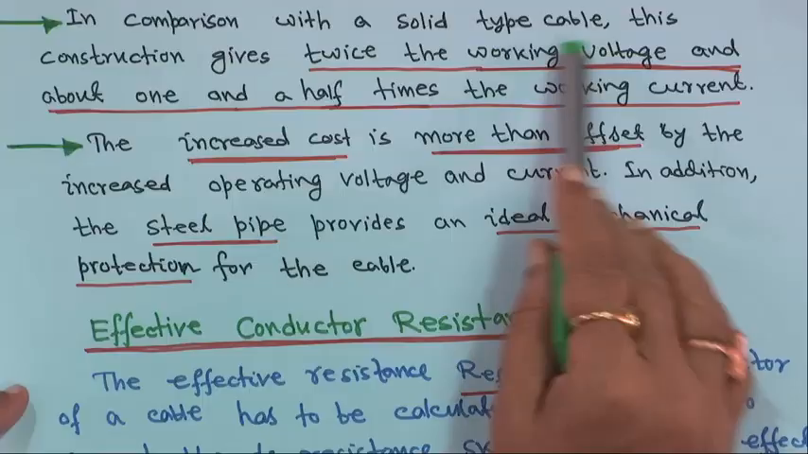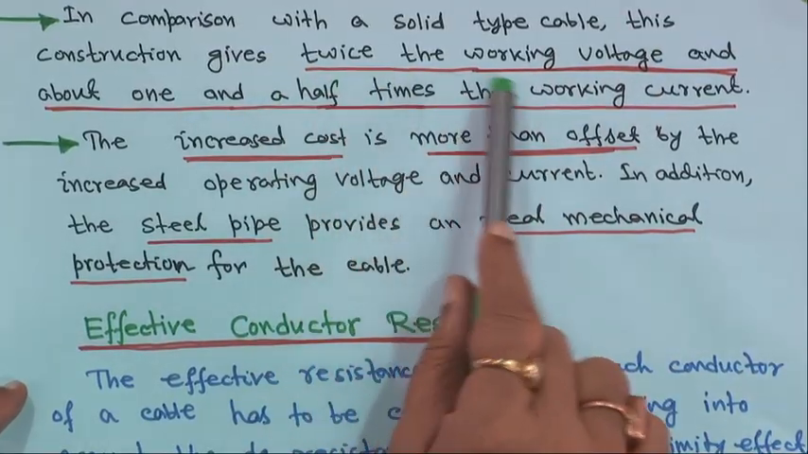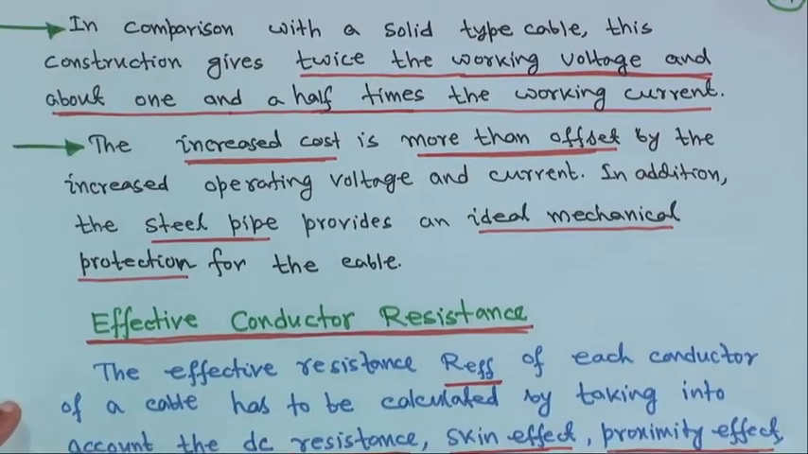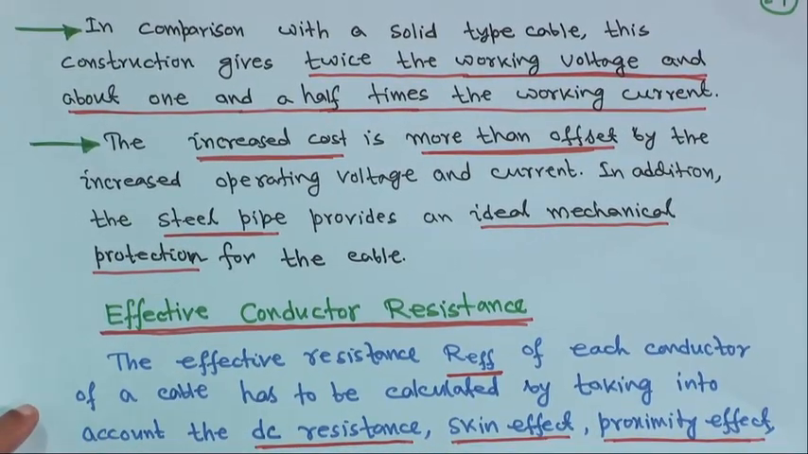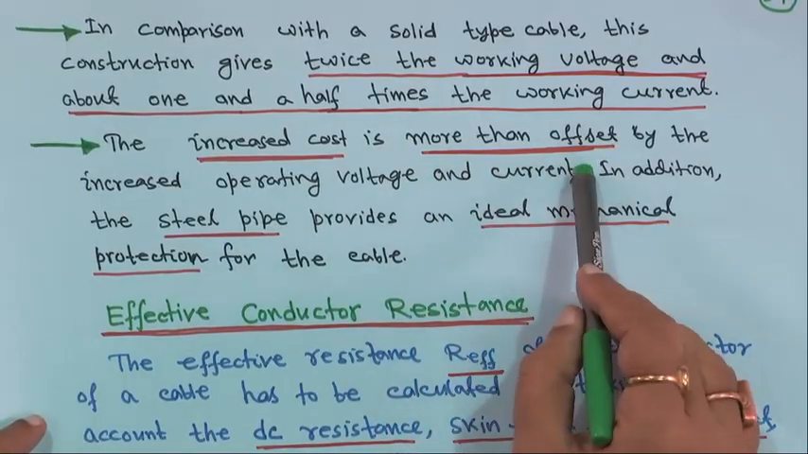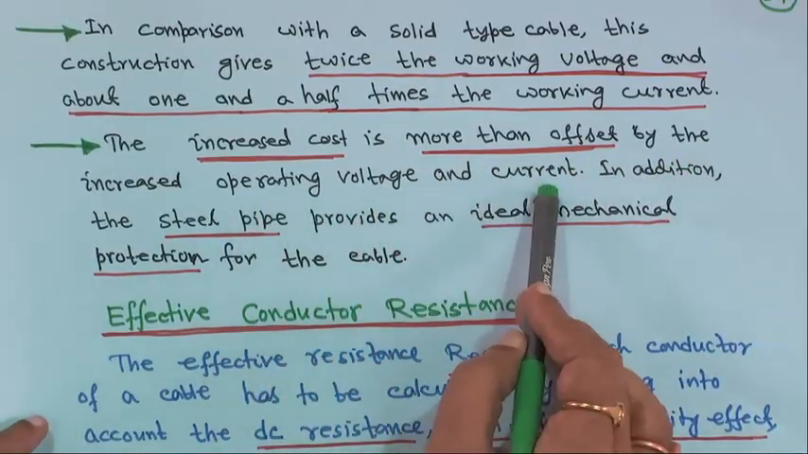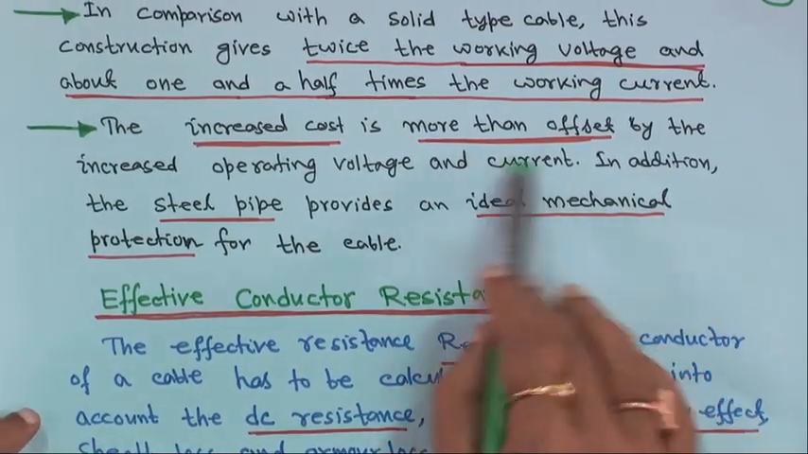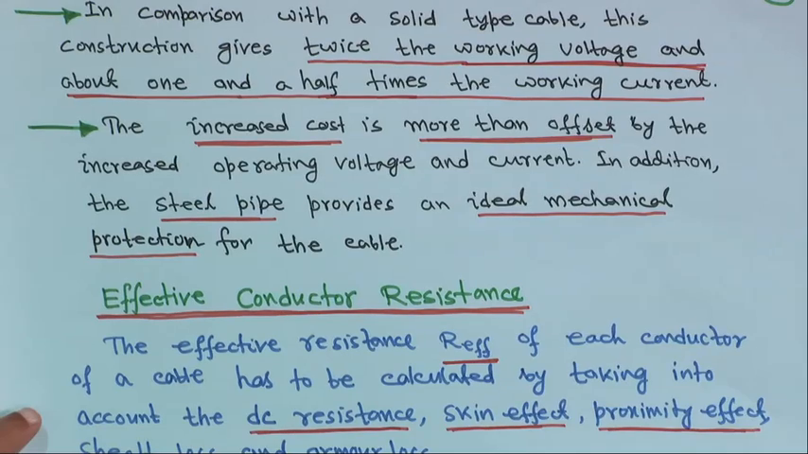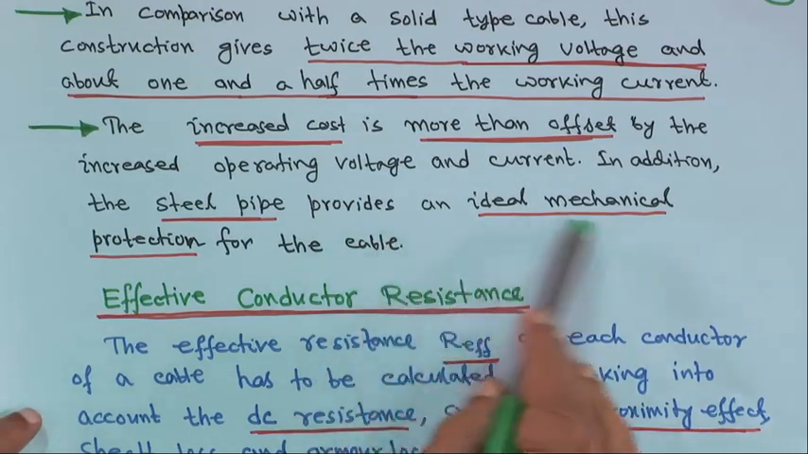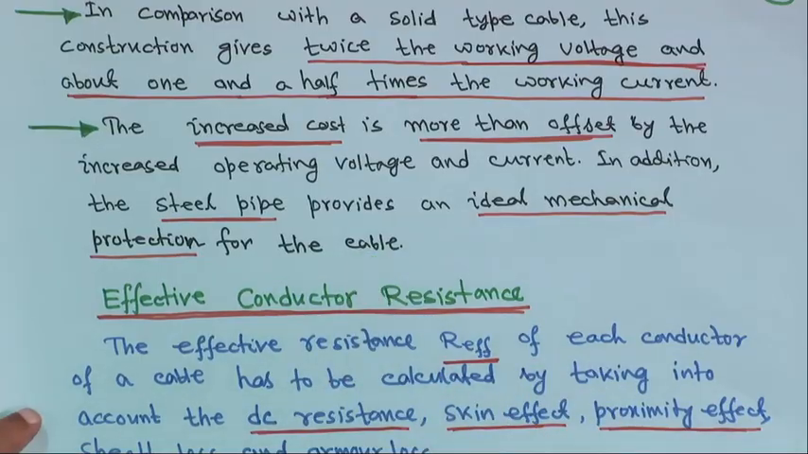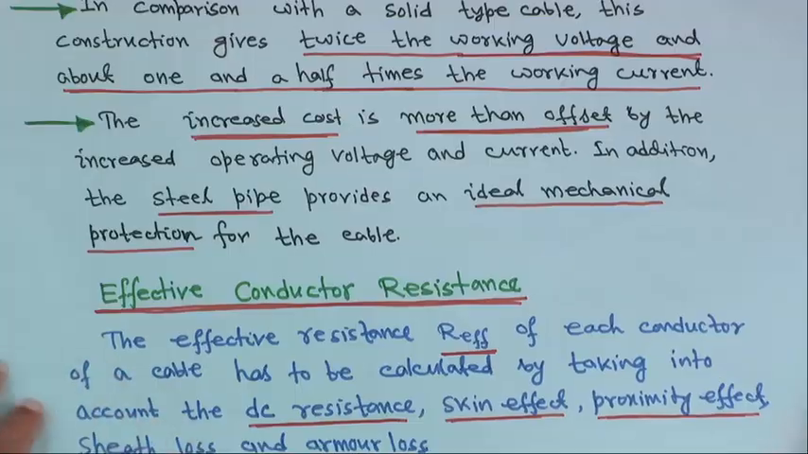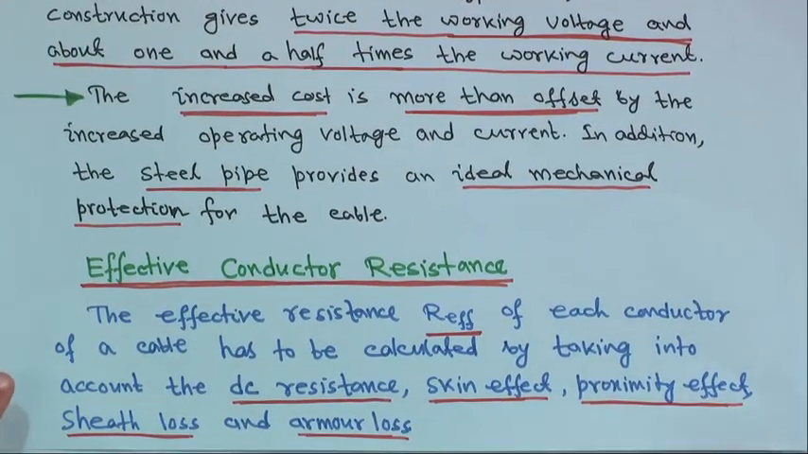In comparison with a solid type cable, this construction gives twice the working voltage and about 1.5 times the working current, but the increased cost is more than offset by the increased operating voltage and current. That means the cost of these cables is very high, therefore whatever technical advantage you are getting will be completely offset. In addition, the steel pipe provides an ideal mechanical protection for the cable. So, this is your steel pipe. That means additional cost you have to incur.